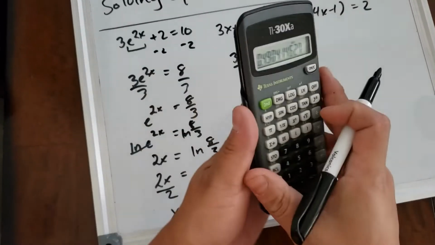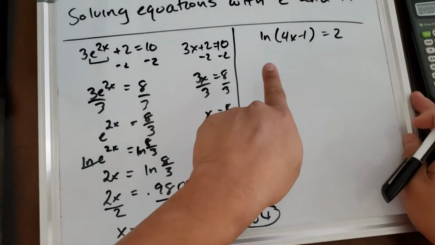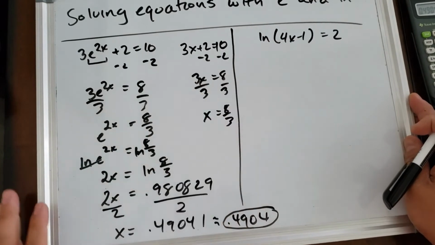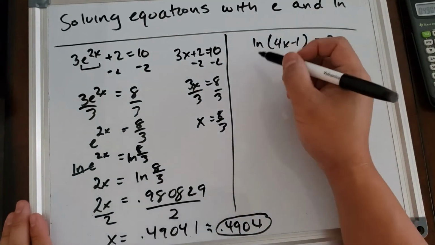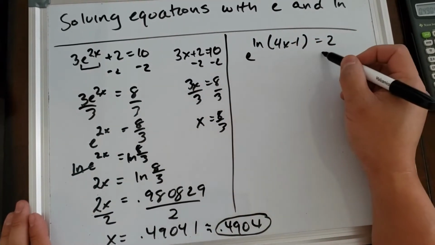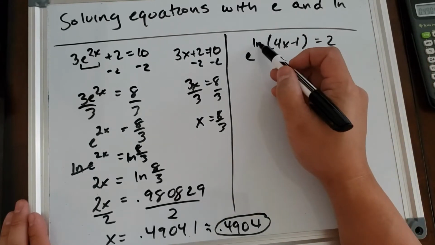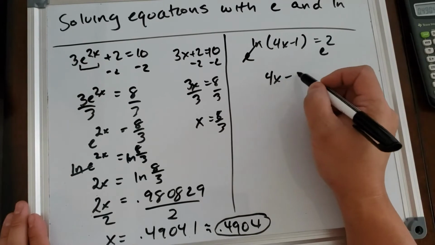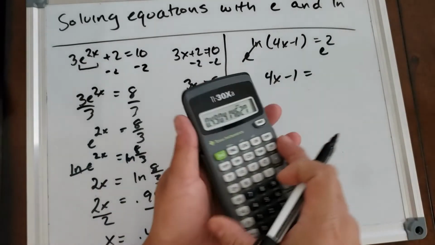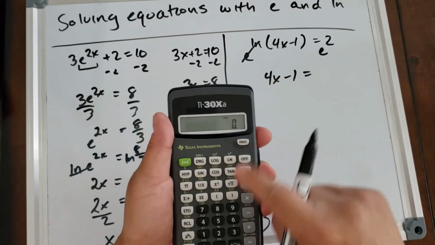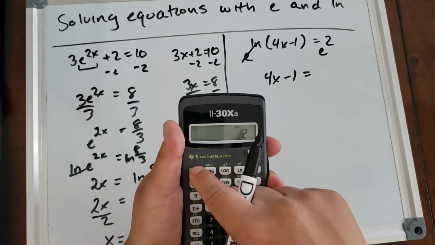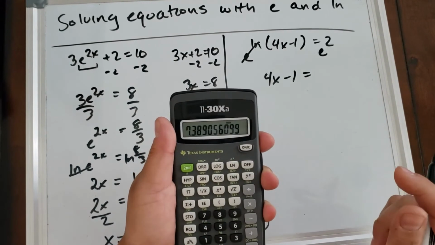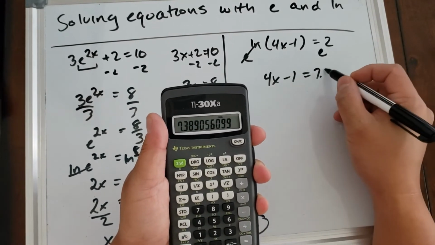Okay? So on to this one. This one, what do we see in front? We see an ln. So what's the opposite of ln? It's going to be e. So again, we're going to put an e here and an e here, right? What happens to e and ln? They'll cancel. So this is going to give me 4x minus 1 equals, and then again, to type e to the 2 in my calculator, I'm going to type the 2 first, and then hit second, and then that button right there.